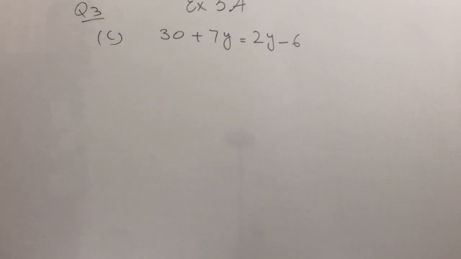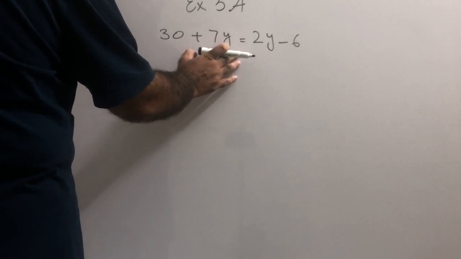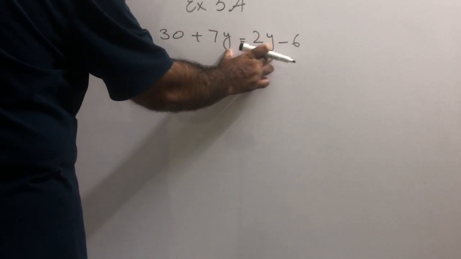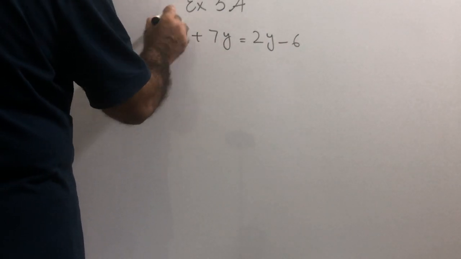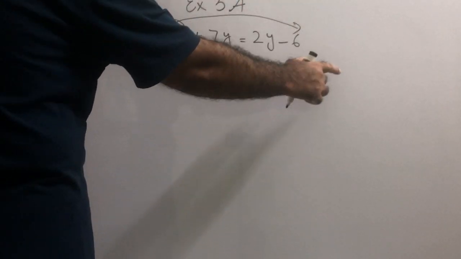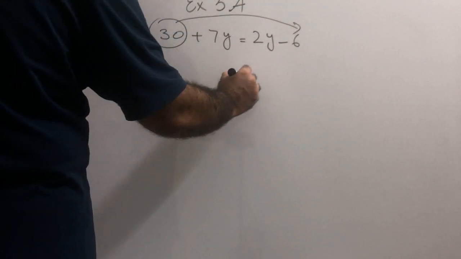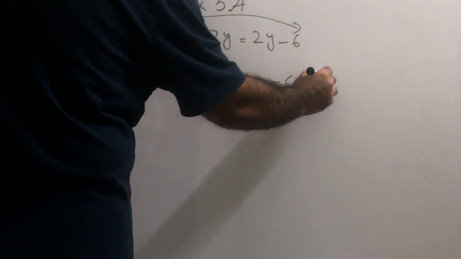For that, we would like to keep the terms involving y on one side of the equation and the terms without y on the other side. If we want these two terms involving y on the left side, we will take this 30 to the other side. It is plus, when it goes to the other side it becomes minus. Like this is minus 6, when it goes there it becomes minus 30.